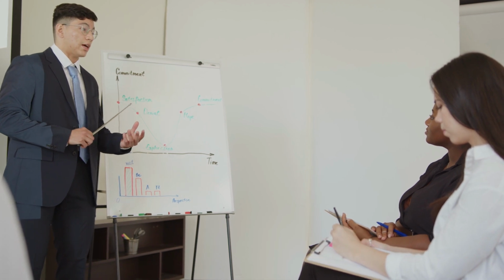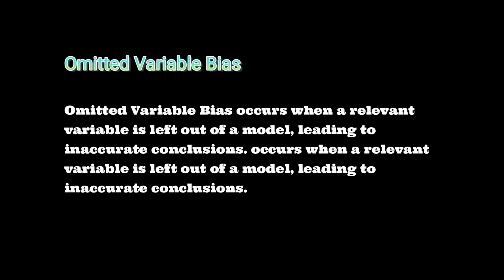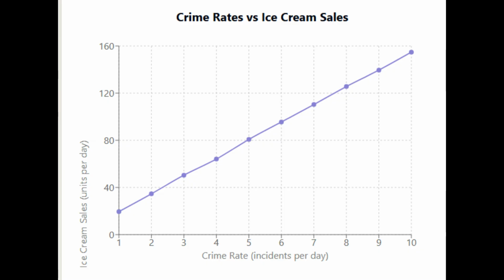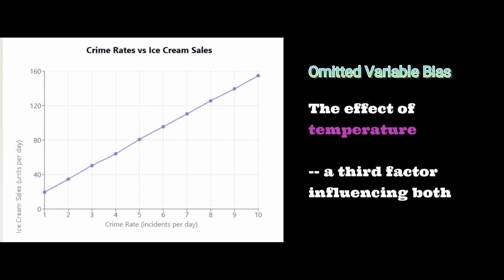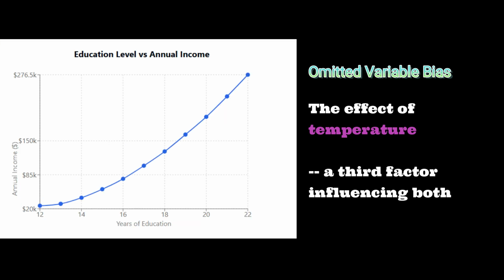However, identifying cause and effect is not always straightforward, and two common issues can complicate this process: omitted variable bias and reverse causality. Omitted variable bias occurs when a relevant variable is left out of a model, leading to inaccurate conclusions. For example, if a study shows a correlation between ice cream sales and crime rates but omits the effect of temperature, a third factor influencing both, the results might be misleading.